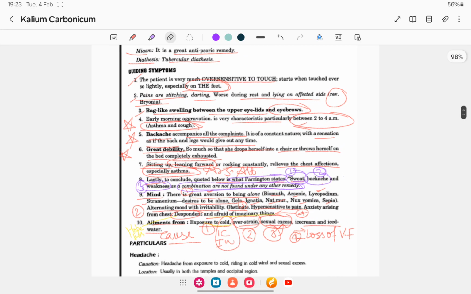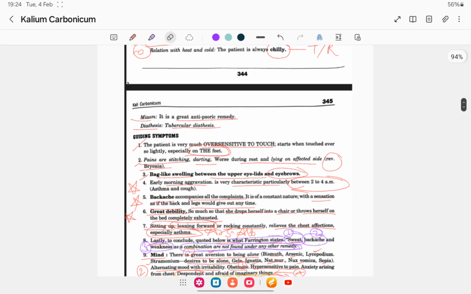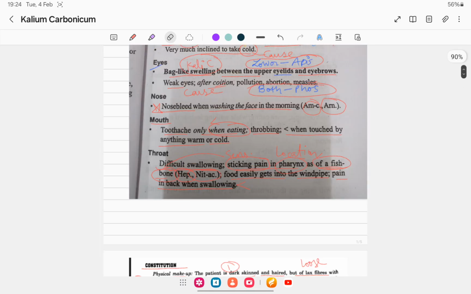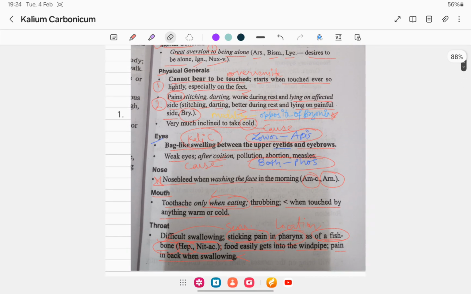About mental symptoms, number 1, great aversion to being alone. Number 2, alternating mood with irritability. Number 3, obstinate, hypersensitive to pain. Number 4, despondent and afraid of imaginary things. About physical characteristic symptoms, oversensitive to touch, especially the feet. Pains are stitching, darting, worse during rest, lying on affected side, opposite of bryonia.